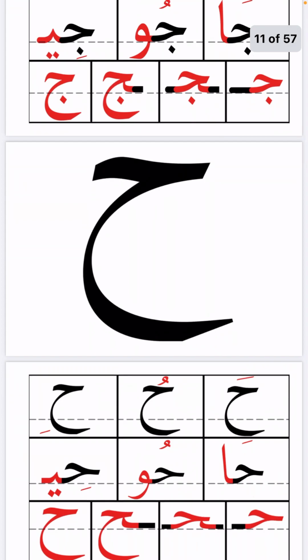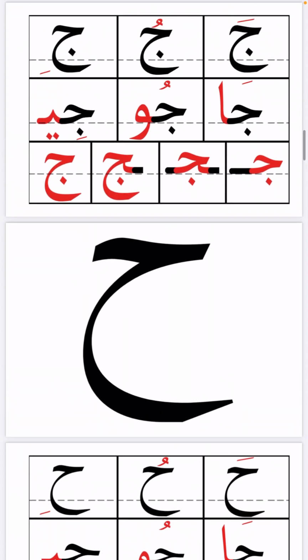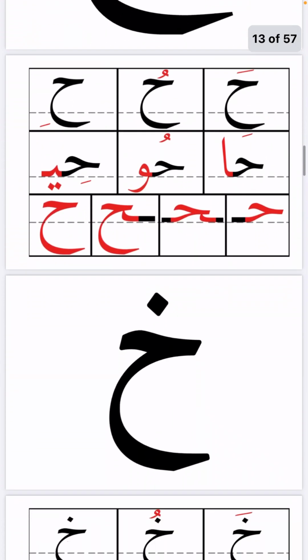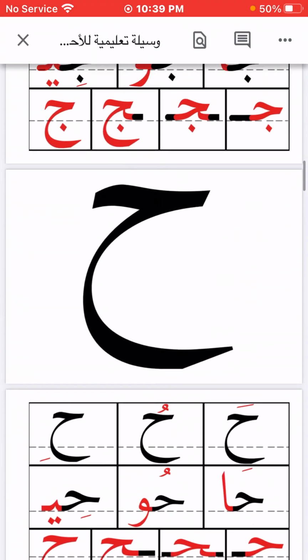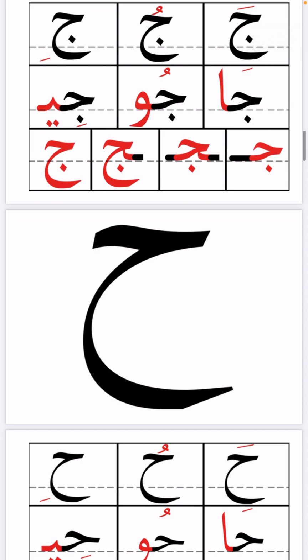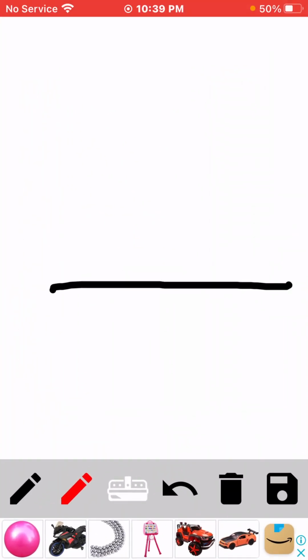Here is the most beautiful part. Jim has two sisters. Here is letter Ha, and this is unique in the Arabic language. Ha comes from our throat. This is a throat letter. And there is no dot in letter Ha. So letter Ha has no dot.